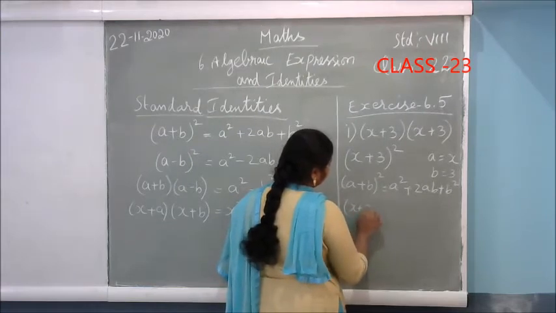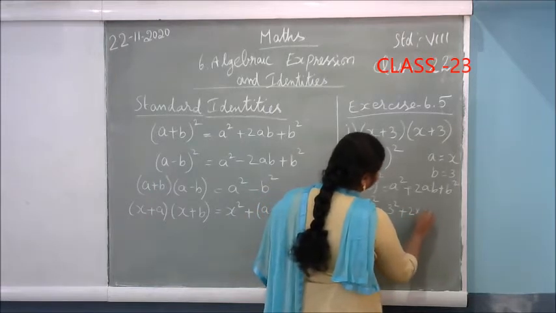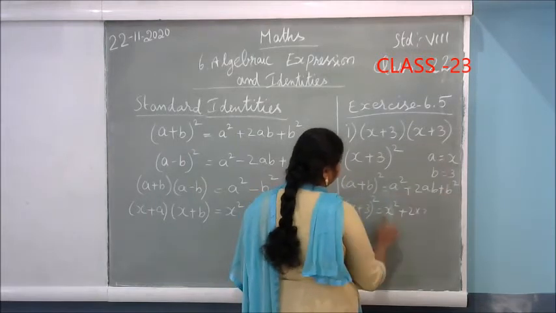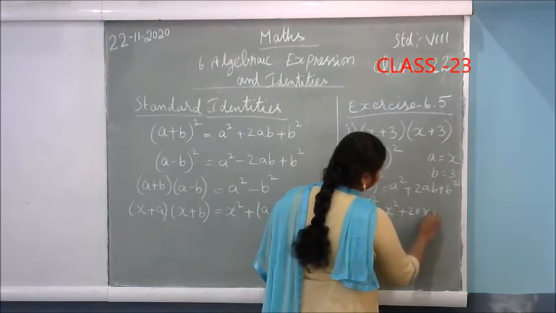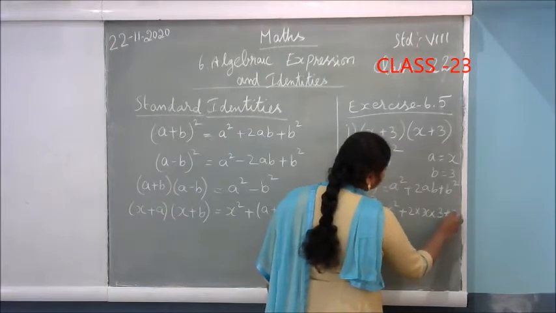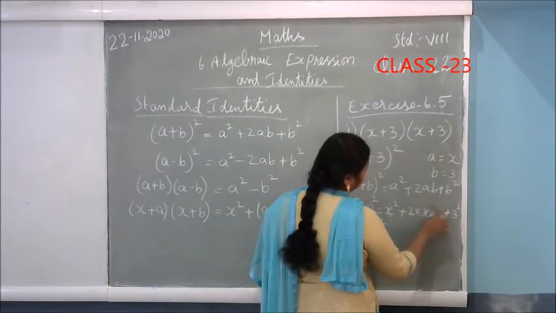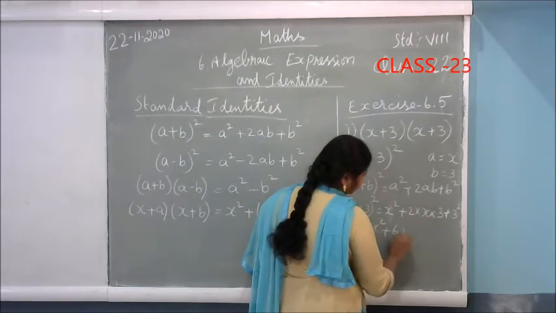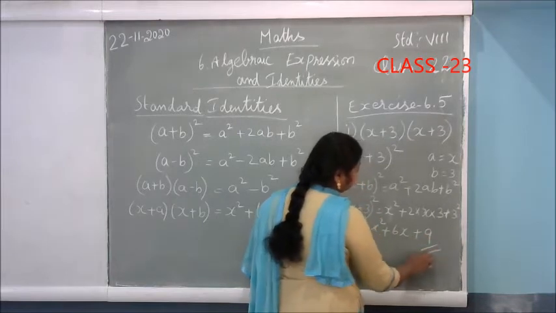x plus 3 the whole square is equal to x square, a square, plus 2 into instead of a x, into instead of b 3, plus 3 square. What is your answer? x square will come. So 2 into 3, numbers are there, you should multiply the numbers. Plus 2 3s are 6x plus 3 square is plus 9. This is your answer.